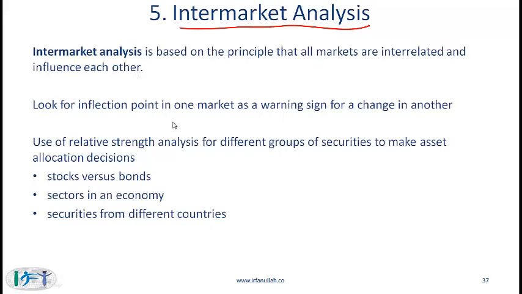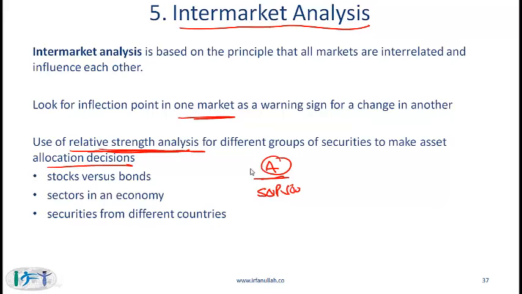We need to look for an inflection point in one market as a warning sign for a change in another. And perhaps the most important point is that we use relative strength analysis for different groups of securities to make asset allocation decisions. Now, to connect this with what we saw earlier, when we talked about relative strength analysis of stock A, we talked about the price of stock A divided by the S&P 500, where A is a stock that might be in the S&P 500.